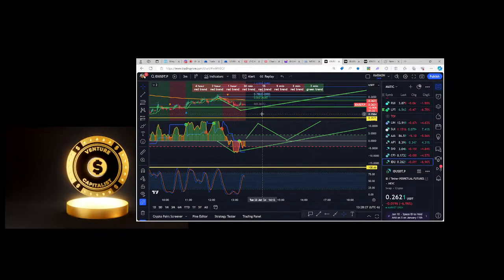But this is how we read a trade quickly so that we know where we're at, right? You don't really have to overthink it. You need those things to line up to see where it's headed.